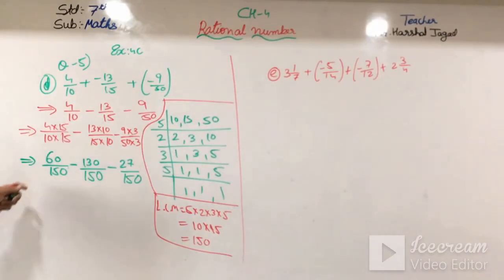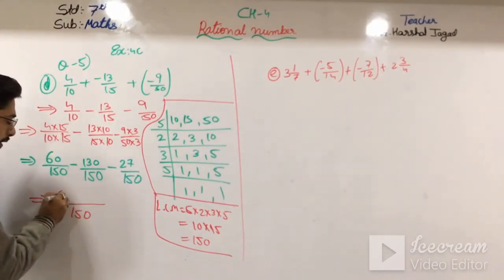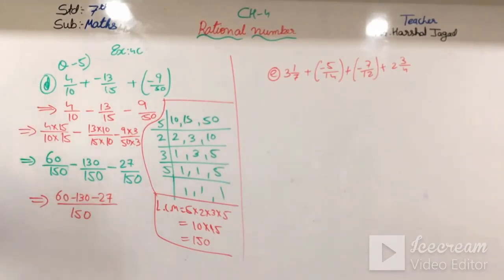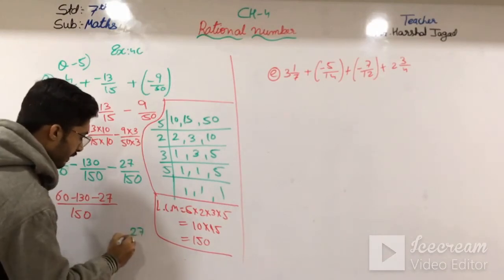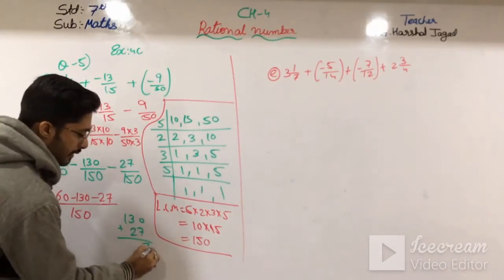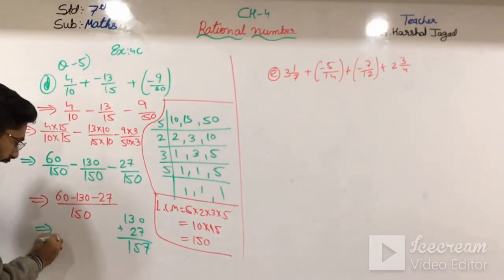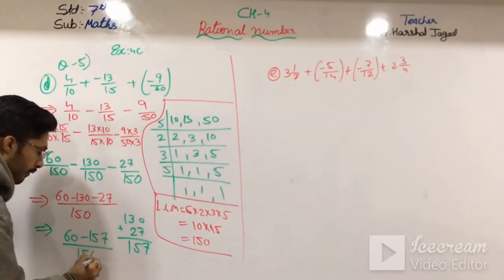Okay, so here we have taken the LCM and all the denominators are the same. So what we will do is 60 minus 130 minus 27 over 150. First of all we will add these two, minus minus plus, that is 130 plus 27: 7 plus 0 is 7, 3 plus 2 is 5, and here it is 1. So we get 157. So our next step is 60 minus 157 upon 150.